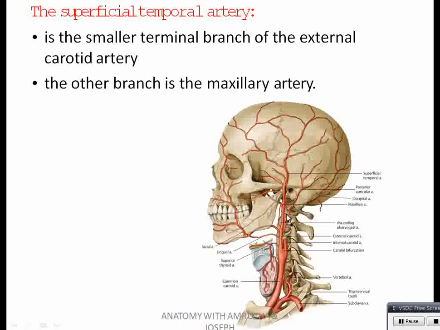The superficial temporal artery is one of the terminal branches of the external carotid artery, and the other terminal branch, the maxillary artery, goes to the deeper aspect. The pulsations of the superficial temporal artery can be felt just in front of the tragus.